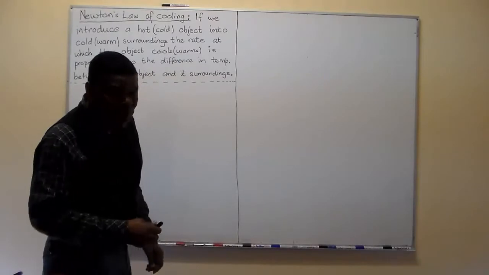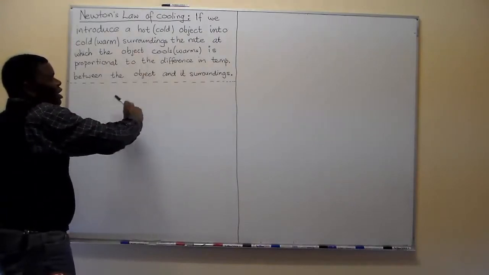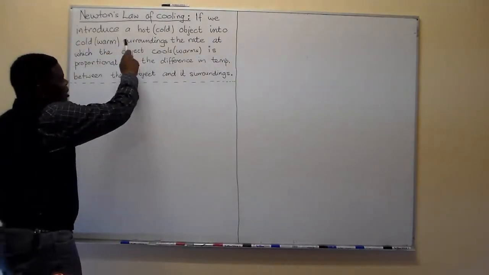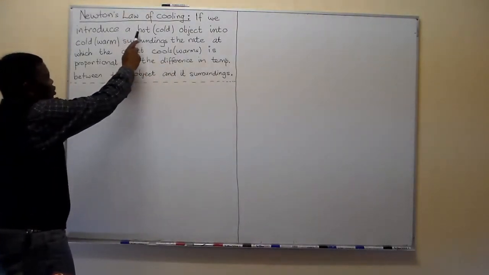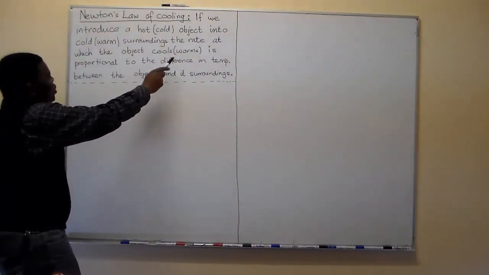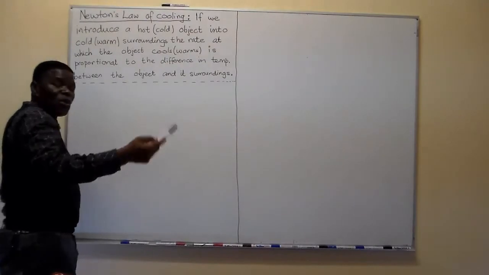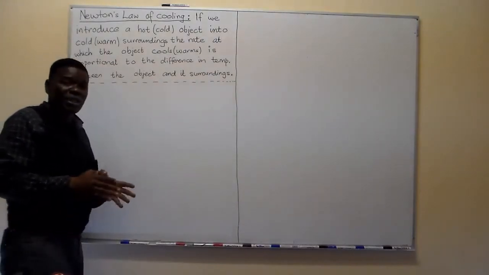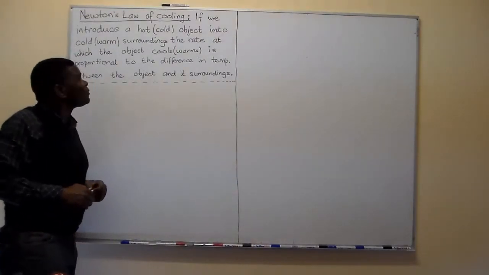So let's look at what Newton's law says. Newton's law says if we introduce a hot, in brackets they put cold. So you can first of all read omitting what is in brackets. In this case we introduce a hot object into a cold surrounding. We expect that to cool down. Respectively, if we take a cold object into a warm environment, it will warm up. So let's focus for now on a hot object being introduced to a cold surrounding.